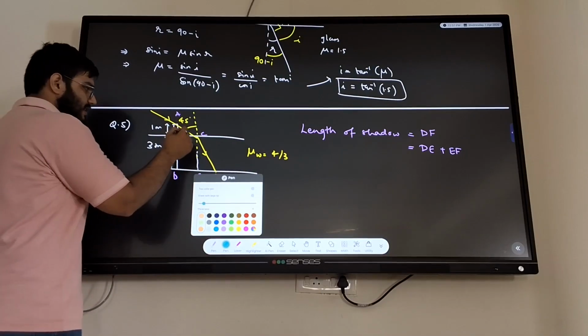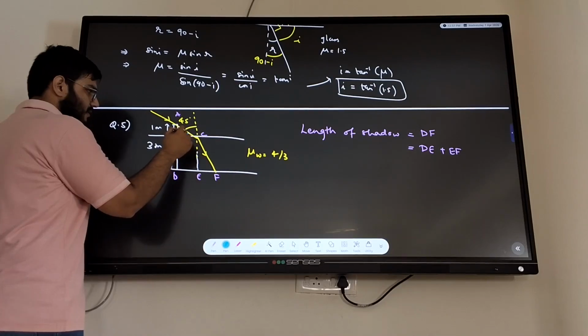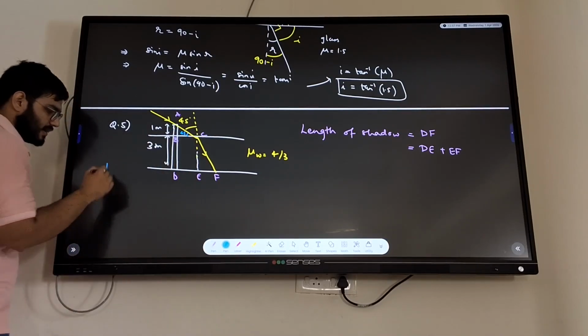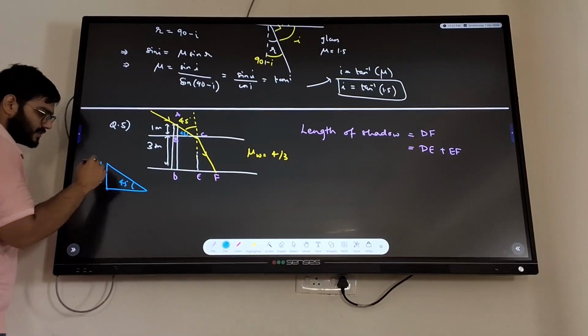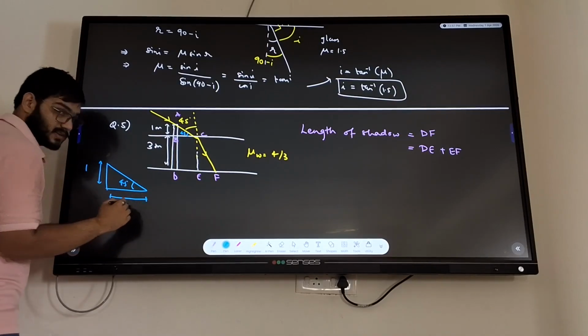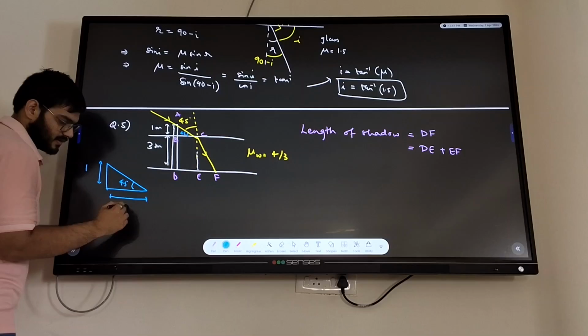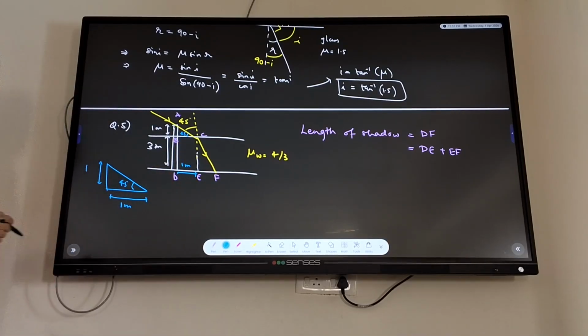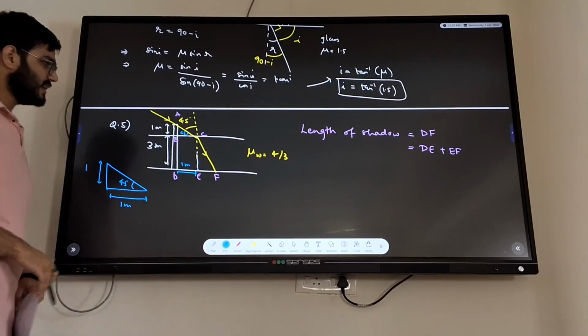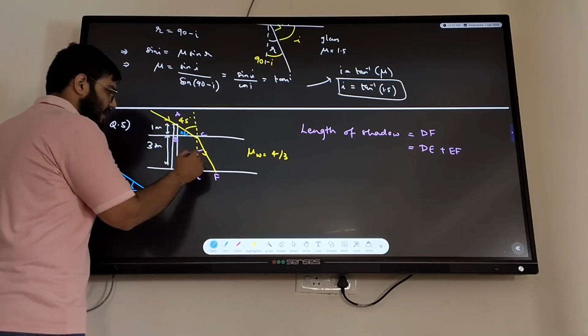DE. This angle is 45 degrees, right? Look at this triangle, this is 45, and this length is 1, so what will this be? This should also be 1. If that is 1, then this is 1. We already found DE, that's 1. Now I need to find EF. Let me call this angle R.